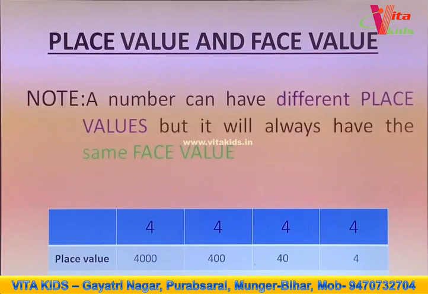So, I want you to note a number can have different place values, but it will always have the same face value. 4 will always have the face value as 4 only. But depending on the place where it is positioned, its place value can be 4, 40, 400, 4000 and so on.